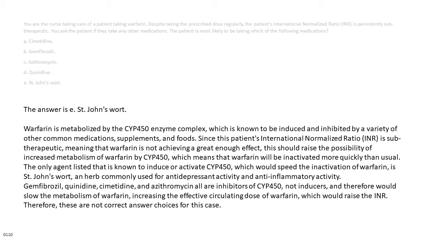This should raise the possibility of increased metabolism of warfarin by CYP450, which means that warfarin will be inactivated more quickly than usual. The only agent listed that is known to induce or activate CYP450, which would speed the inactivation of warfarin, is St. John's wort, an herb commonly used for antidepressant activity and anti-inflammatory activity. Gemfibrozil, quinidine, cimetidine, and erythromycin all are inhibitors of CYP450, not inducers, and therefore would slow the metabolism of warfarin, increasing the effective circulating dose of warfarin, which would raise the INR. Therefore, these are not correct answer choices for this case.